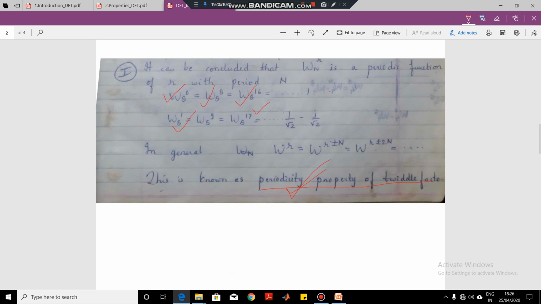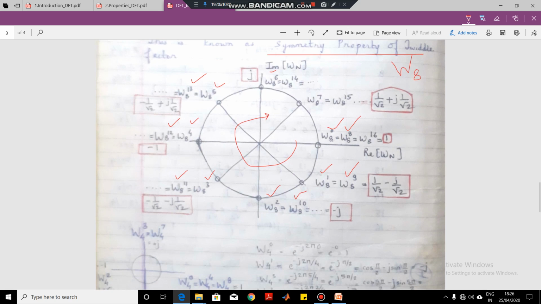So the twiddle factor is periodic in nature. There is no need to compute all the values again. If I go on computing the values, I can go on and on, but all these values will be repeated. That's why it exhibits the property of periodicity. Therefore the twiddle factor is periodic in nature. Once I compute all 8 values, I can go on writing the same values again. Only these 8 values, shown by the red box, will be repeated. The only important thing is that we have to compute these 8 values.